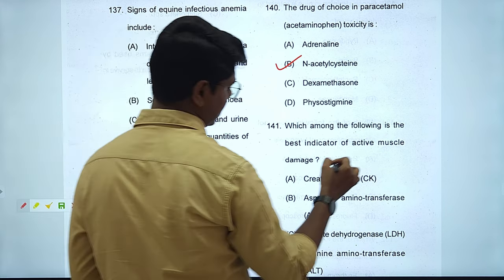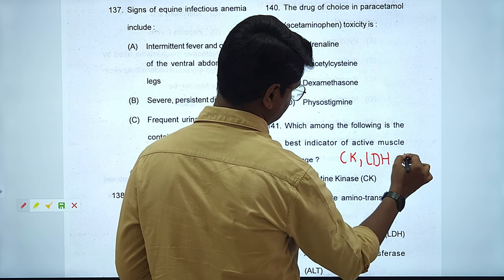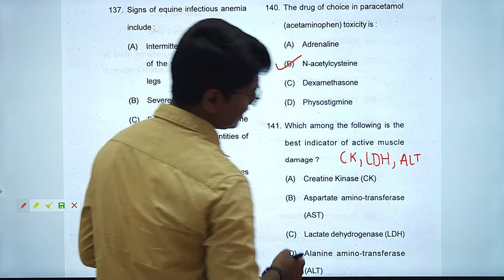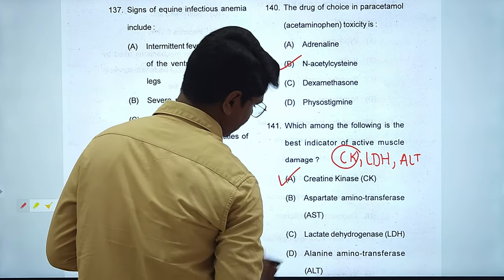There are a few enzymes, that is creatine kinase, lactate dehydrogenase, then ALT. All these can be used, but the most appropriate is creatine kinase. Option is A.